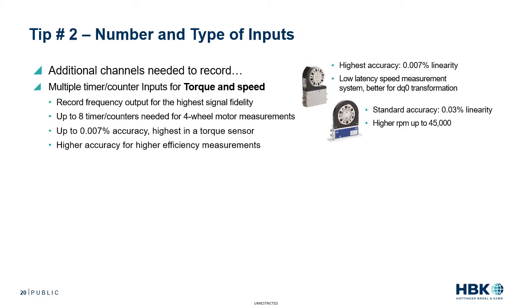Here we have an example of a torque sensor. It's one of the highest in the world, 0.007% accuracy, and it has a low latency speed measurement system. It's better for a DQ0 transformation, and it has a very high bandwidth, about 6 kilohertz, so you can do torque ripple measurements. And when you have higher accuracy, then you're going to have higher accuracy efficiency measurements as well.